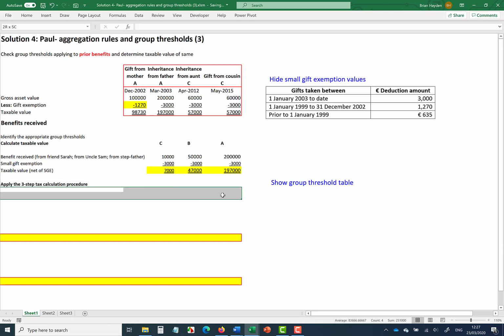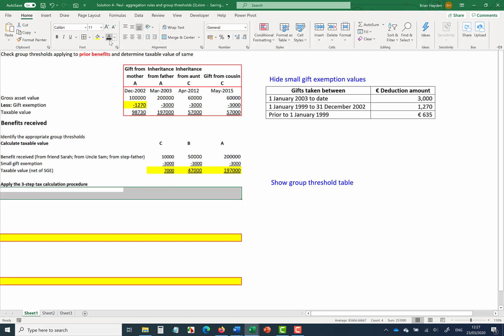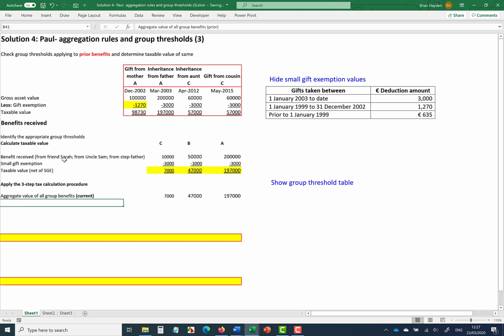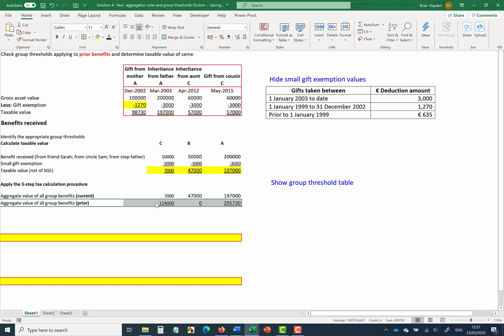Okay, so we've got our current benefits. Okay, these values here, 747 and 197, just replicated here. And then the prior A, B, and C benefits. Well, we've got two A benefits here, and we've got two C benefits. So the A benefits, these two added together, and the C benefits, okay, the others added together. So that gives us the value of 114. Each of these is 57, so twice that is 114. And this one here is the sum of 197 and 98,730. Okay, so those are the prior benefits.